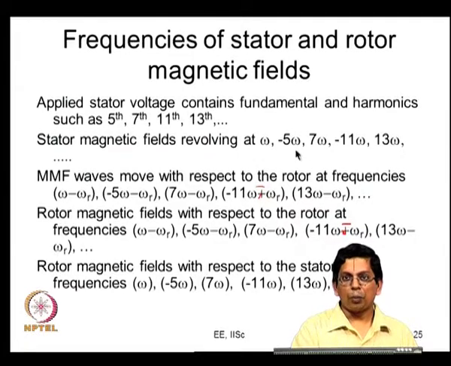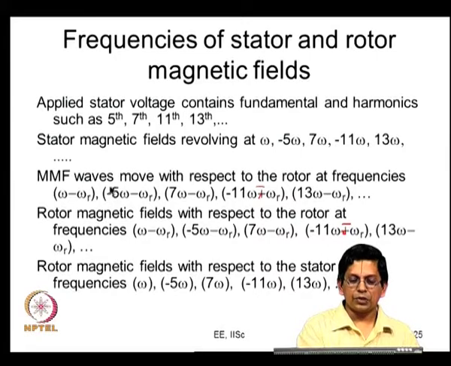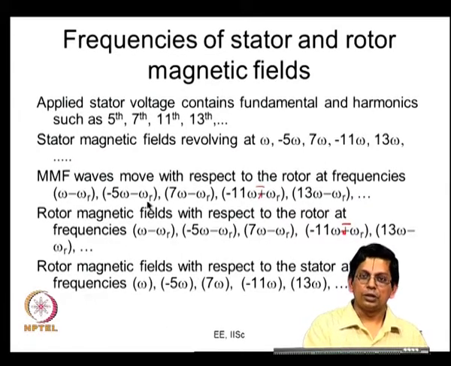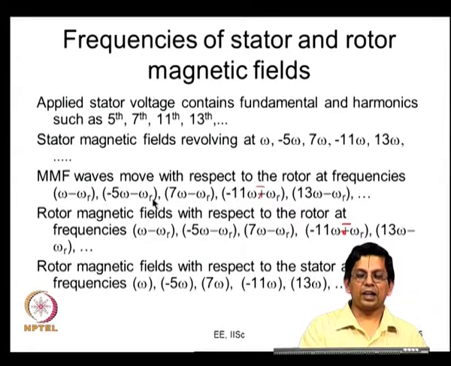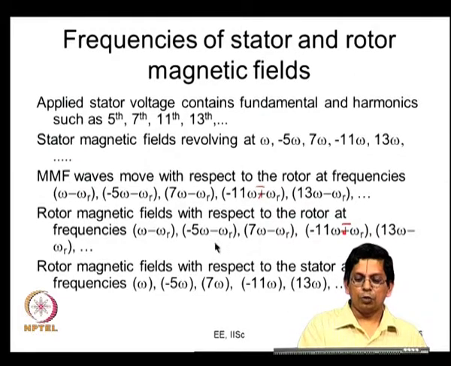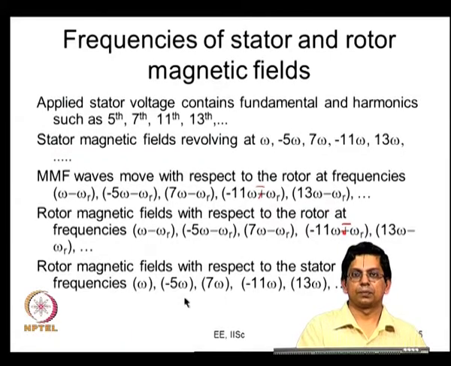rotor is rotating at omega r. The relative speed of this fifth harmonic magnetic field and the rotor is minus 5 omega minus omega r. So, the induced EMF is of this frequency, 5 omega plus omega r, inside the rotor, and therefore there are induced currents of the same frequency 5 omega plus omega r, and therefore the rotor produces magnetic fields which rotate at minus 5 omega minus omega r with respect to the rotor, and therefore it produces minus 5 omega with respect to the stator.